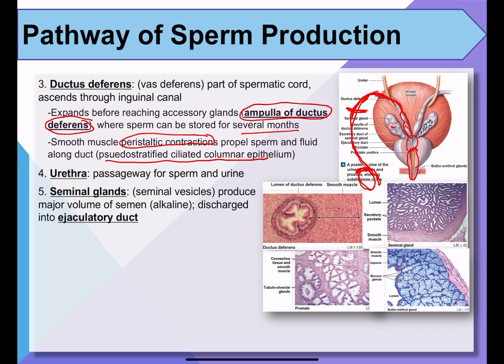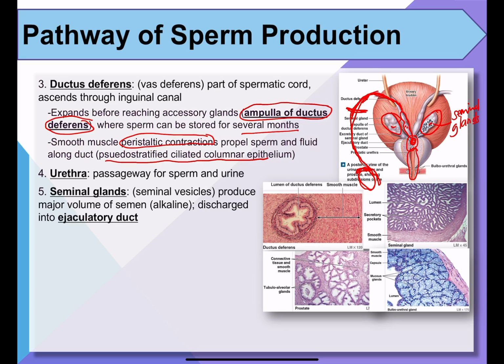Now, first of those glands that sperm will receive secretions from are the seminal glands. So this one and this one right here are your seminal glands, which is why this is the first gland that the sperm will hit when they arrive within the ejaculatory duct. These are also called seminal vesicles, and they produce the majority of the volume that makes up semen. Semen is basically the fluid that contains sperm cells.